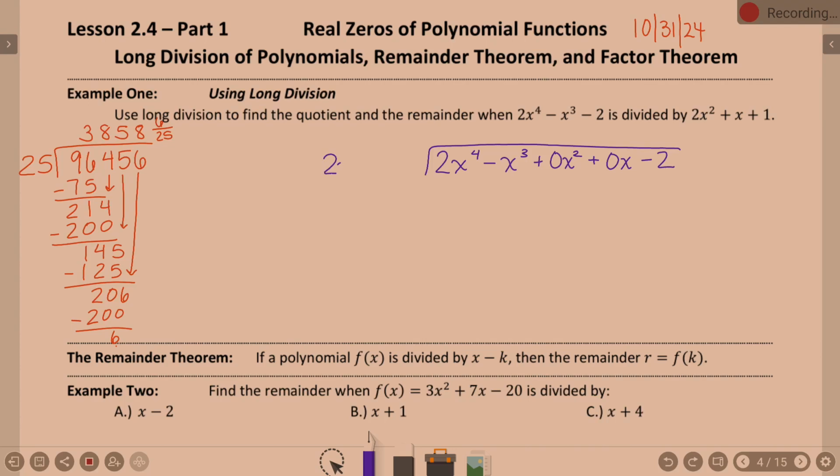We're dividing by 2x squared plus x plus 1.